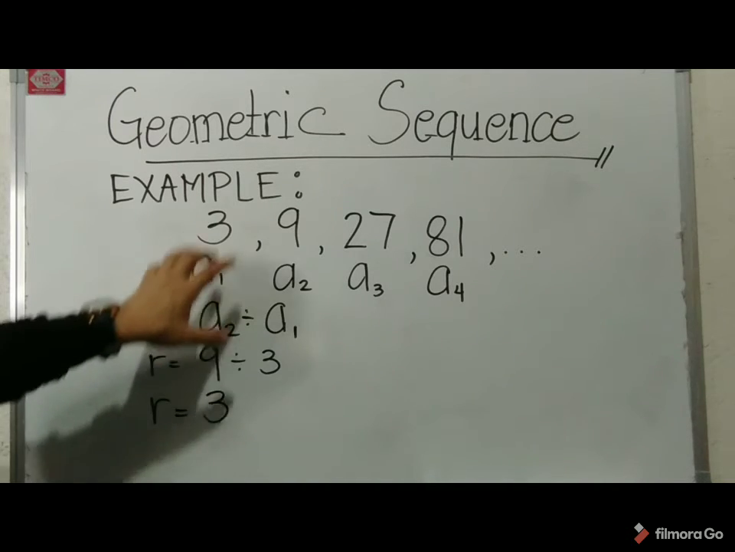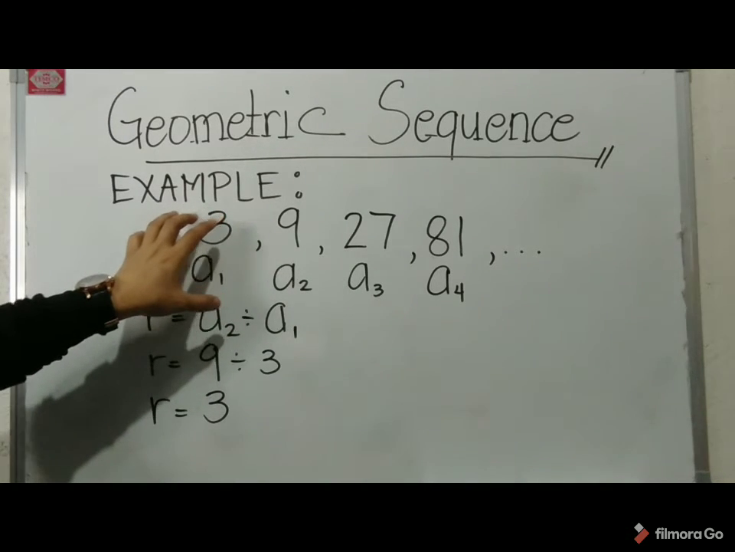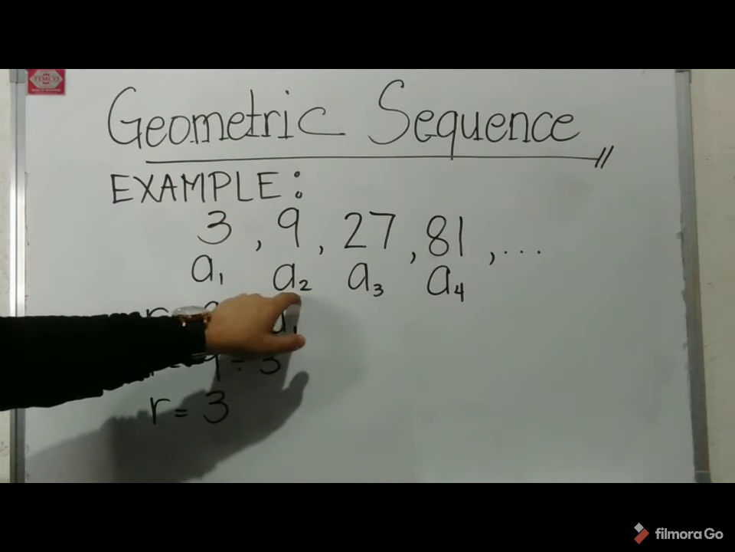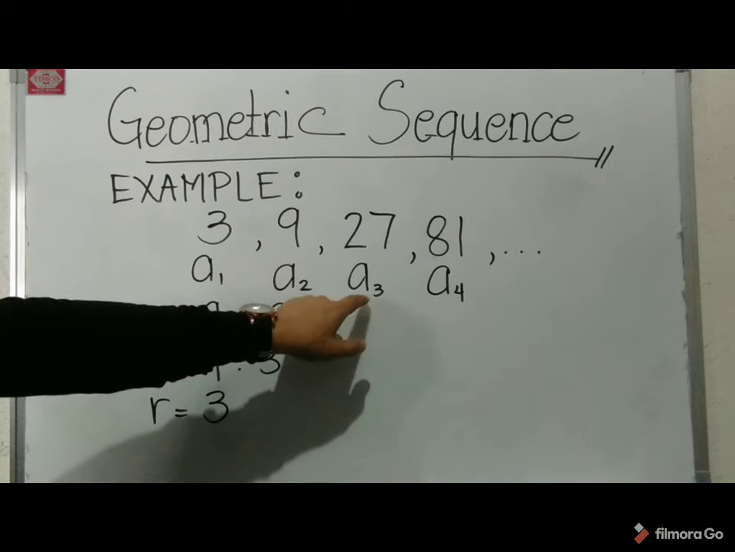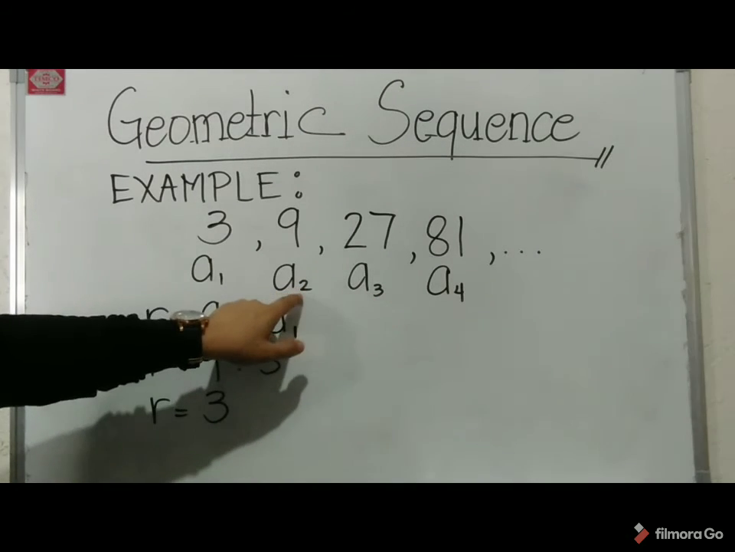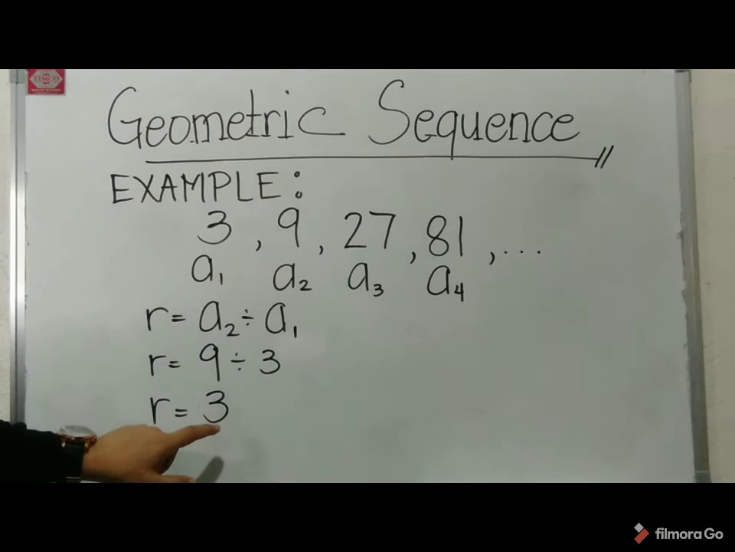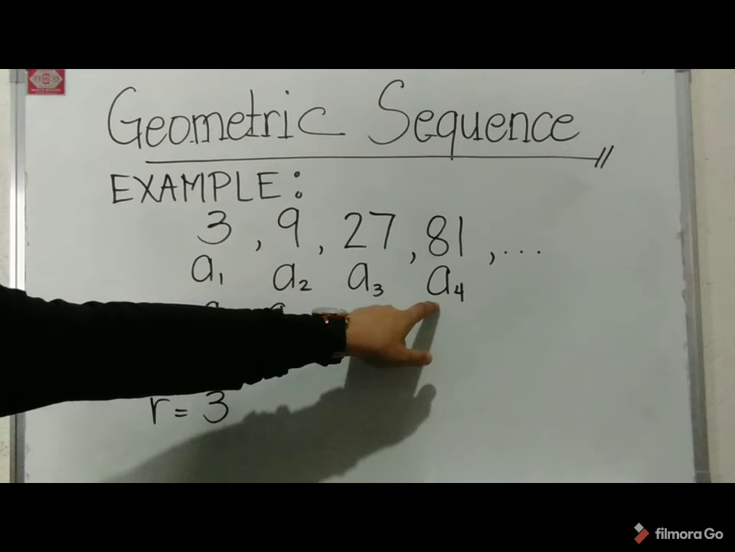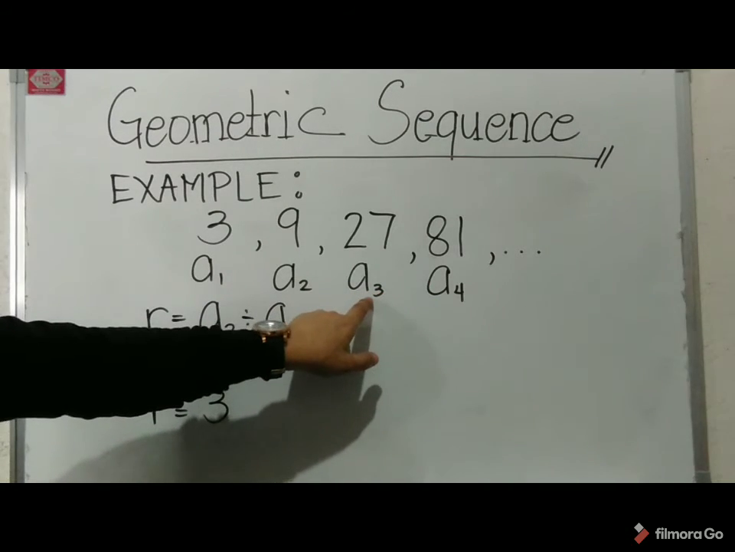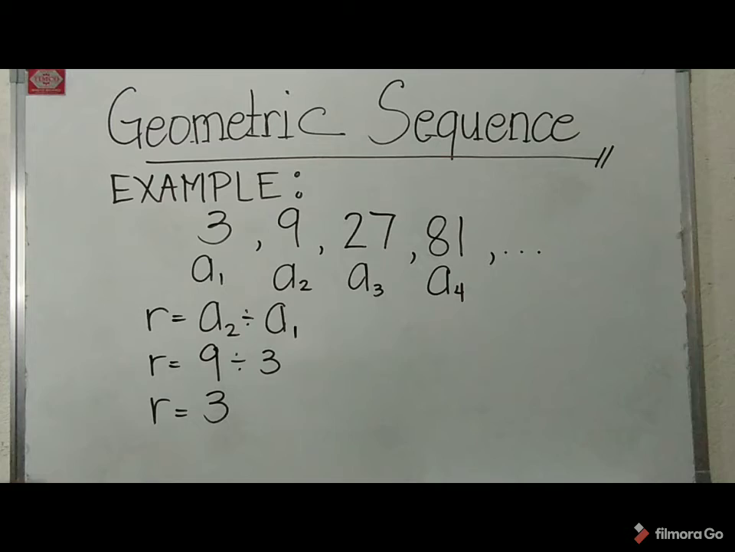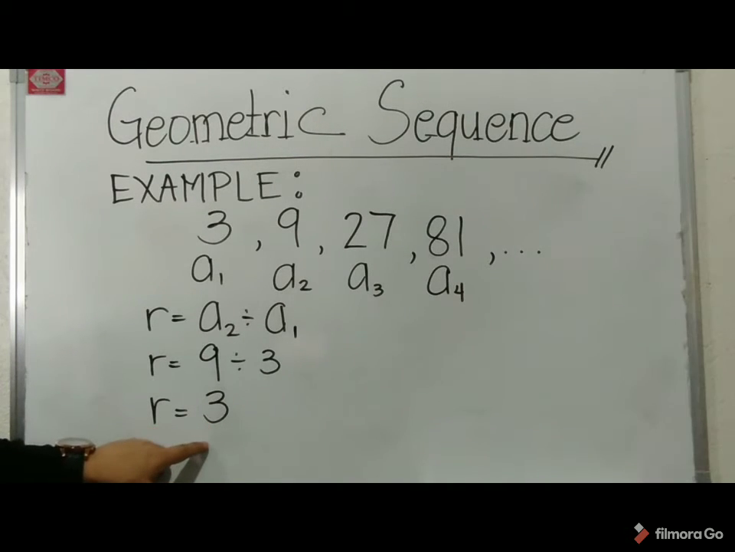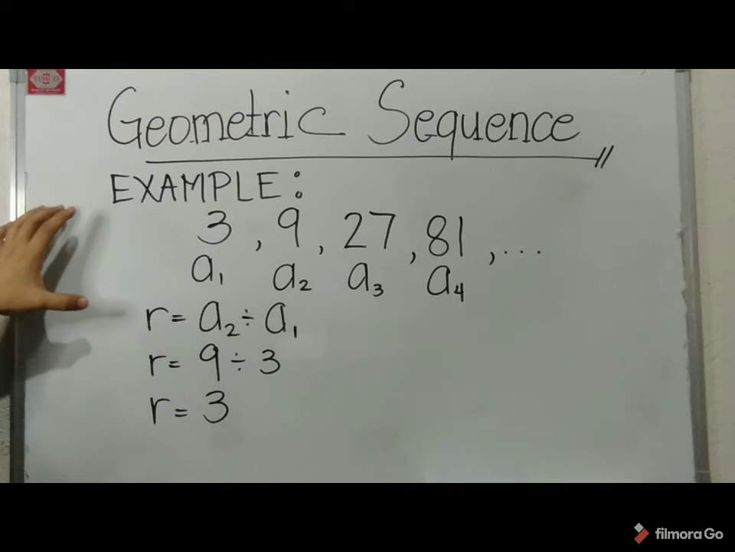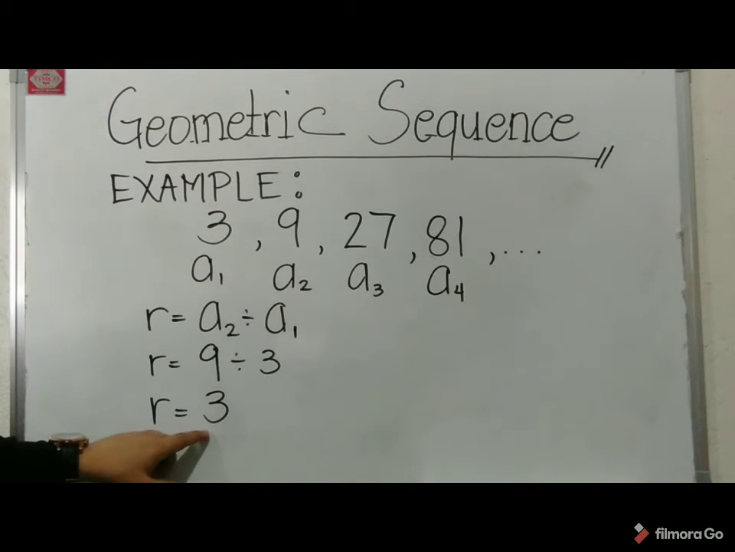So, papaano kaya kung hindi naman given ang a sub 1? So, kagaya kanina, pwede ulit tayong gumamit ng ibang terms. So, kung given naman ang a sub 2 natin at a sub 3, pwede din nating i-divide ang a sub 3 kay a sub 2. Makukuha din natin ang common ratio na 3. So, parehas lang din. I-divide natin ang a sub 4 kay a sub 3, makukuha din natin yung ating common ratio, which is 3. So, once again, tatandaan natin na pag geometric sequence, meron tayong common ratio.